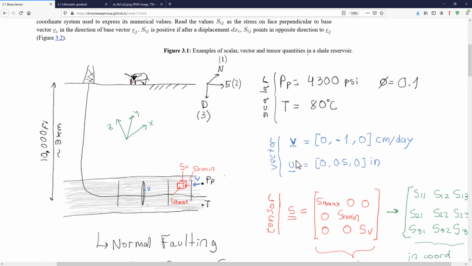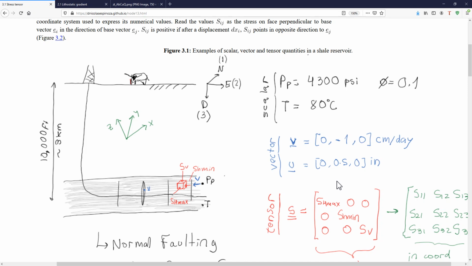A similar case happens with this vector of displacement. Imagine that when we do a hydraulic fracture, the rock is initially placed at a given point, but after we open a hydraulic fracture and we prop it, it displaces a given amount. This tiny vector over here is now moving to the right on the paper, but according to our coordinate system 1, 2, 3, this is moving towards the east, so now it's going to be a positive value.